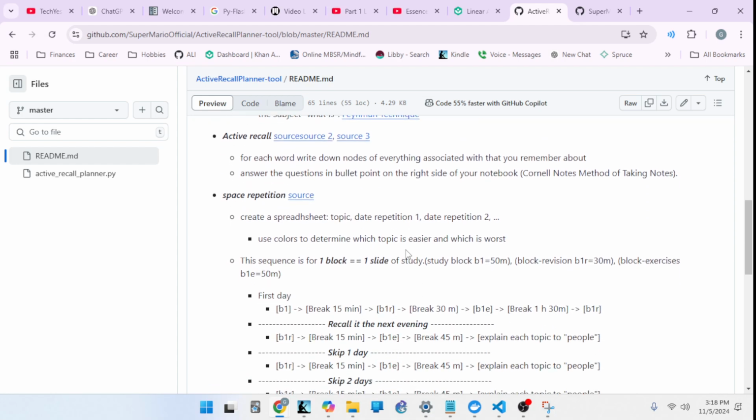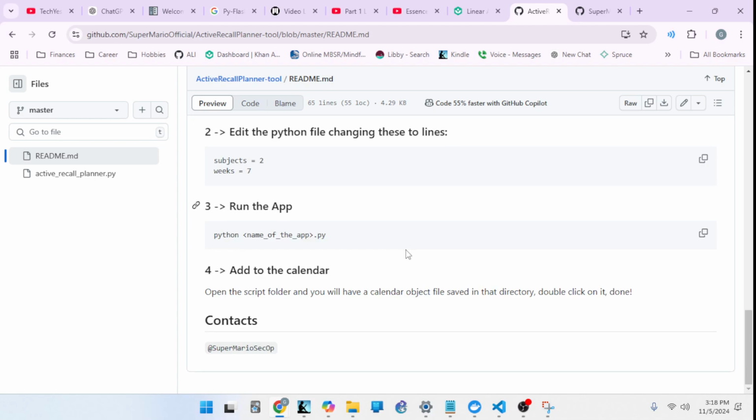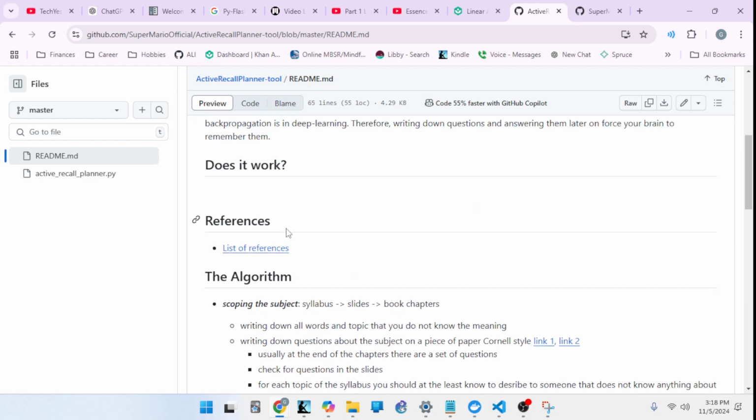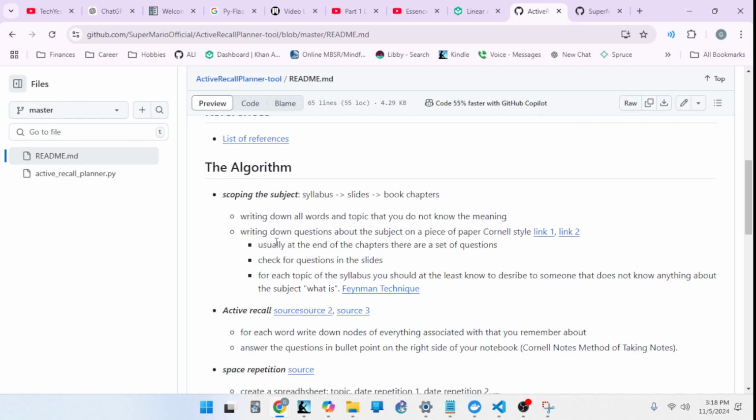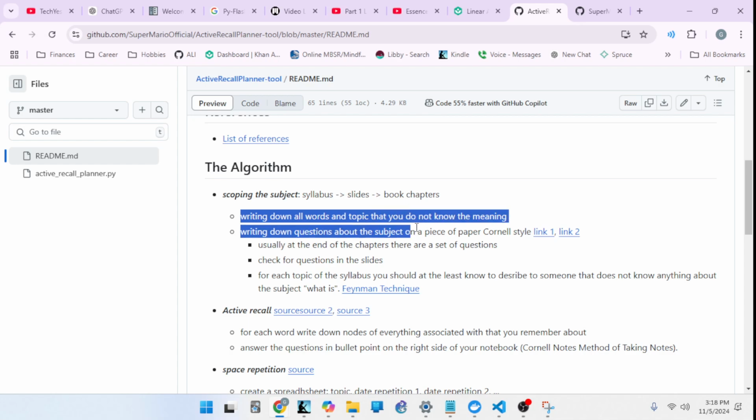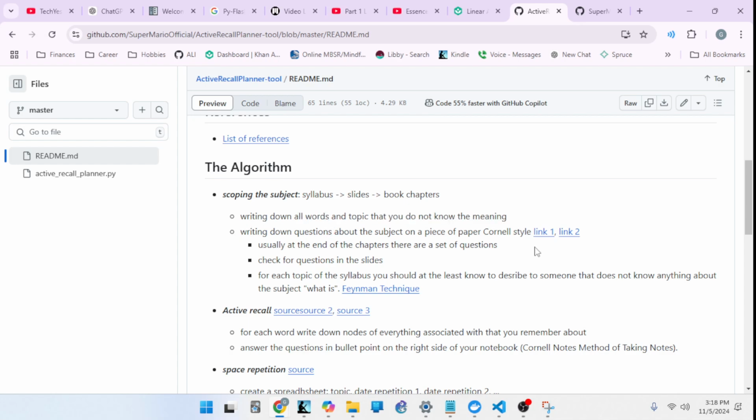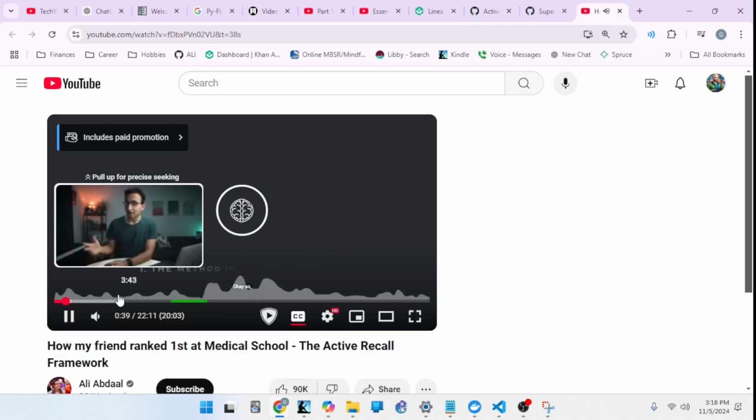Yeah, so we've got an algorithm here for active recall. The first step is to scope the subject. So you need the syllabus, slides, book chapters. You write down all words and topics that you do not know the meaning of. You write down questions about the subject on a piece of paper, Cornell style. So, okay, so the method is as follows.